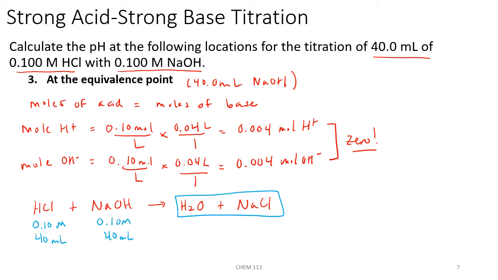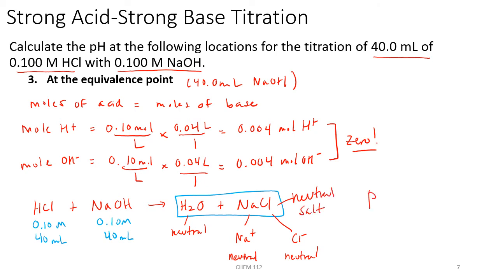So how we actually figure out the equivalence point pH is we want to look at that salt that's formed. We know water is neutral and has a pH of 7, but what about our sodium chloride salt? Sodium chloride is made up of the sodium cation and the chloride anion. We previously learned that the sodium ion is a group 1A metal and it is a neutral ion, and the chloride anion is the conjugate base of a strong acid and is also neutral.